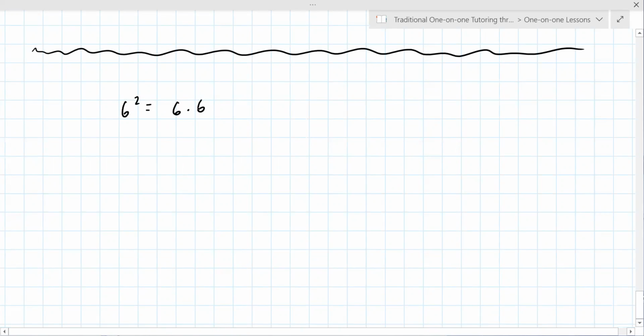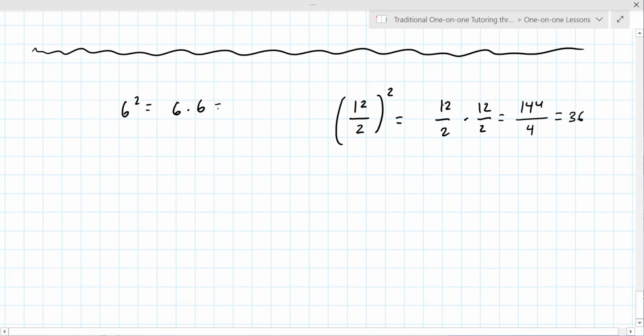Yeah. What is 12 divided by 2? 6. It's 6, right? But let's say we square it. That means it's 12 divided by 2 times 12 divided by 2. What is 12 times 12? 144. Good. 2 times 2 is 4. 144 divided by 4 is 36, which is the same as 6 times 6.